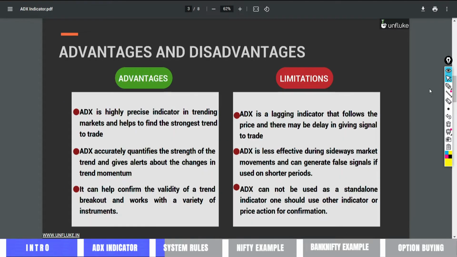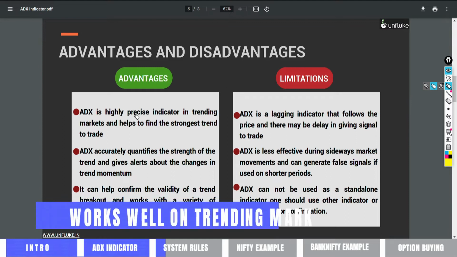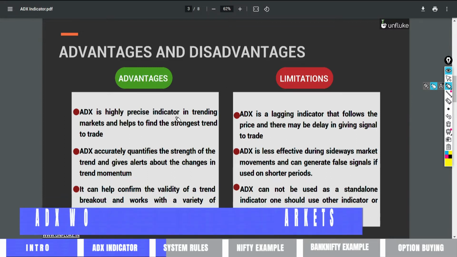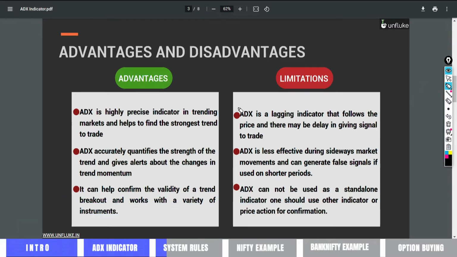Let us also discuss the advantages and disadvantages of ADX. ADX is very important during trending markets because it tells us whether the trend is going to continue or not, and we can take very good entries using that. But if it's a sideways market, you will generally notice that the ADX value will be less than 25 and then we can avoid that stock.